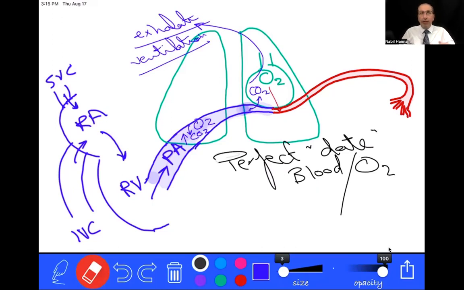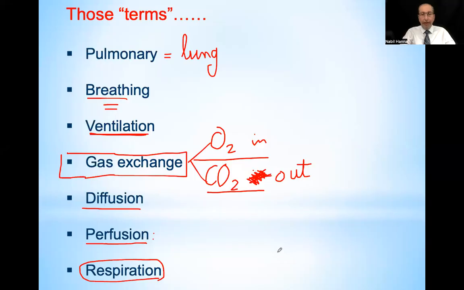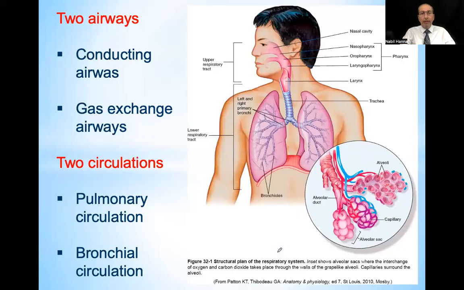If the lung fails to get oxygen in, that's respiratory failure, hypoxemic type. If the lung fails to get carbon dioxide out, that's respiratory failure, ventilatory type. Okay, back to the PowerPoint slides.